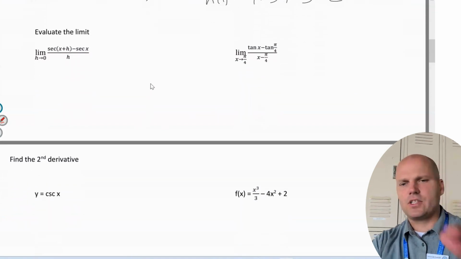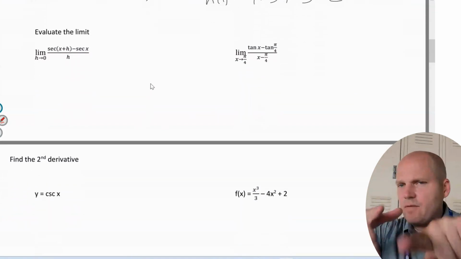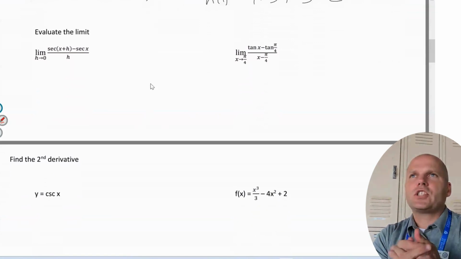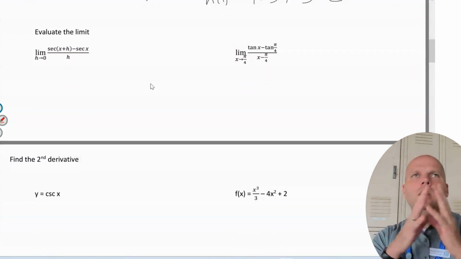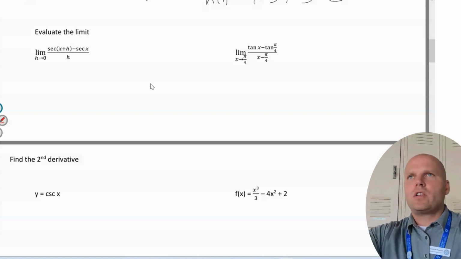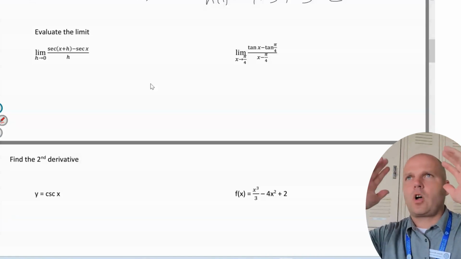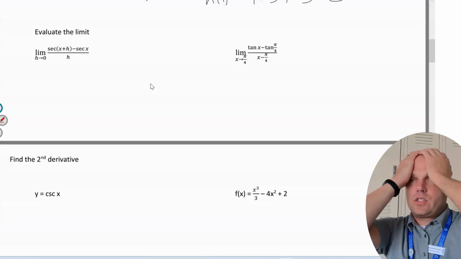Okay, now I'm putting these in your homeworks. I'm going to give you one on your quiz. This is just keeping the origin of the slope equation in our brains.